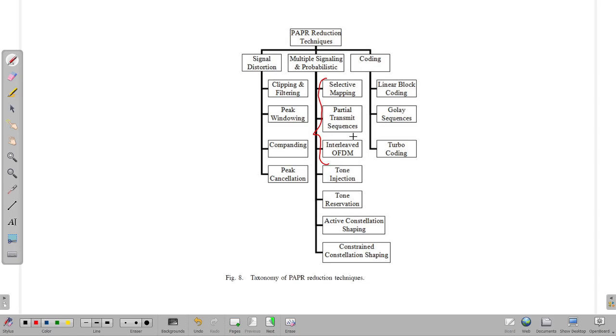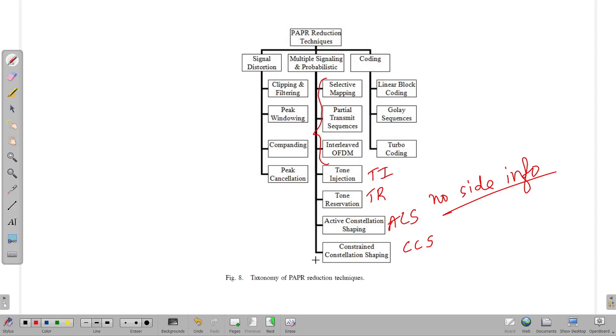The methods we are going to learn today are tone injection, tone reservation, active constellation shaping, and constrained constellation shaping. These methods have the advantage that there is no side information that needs to be transmitted. For these techniques, side information is not required to be sent along with the OFDM signal.